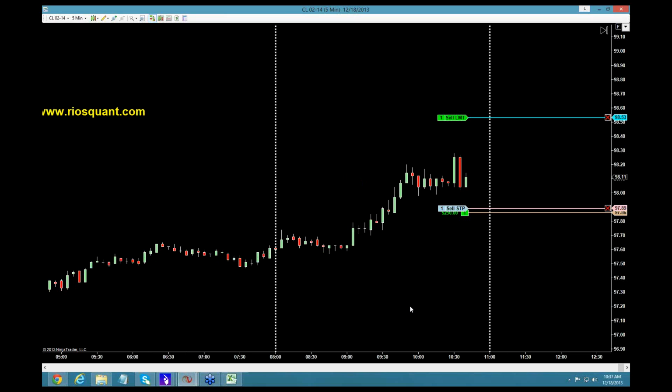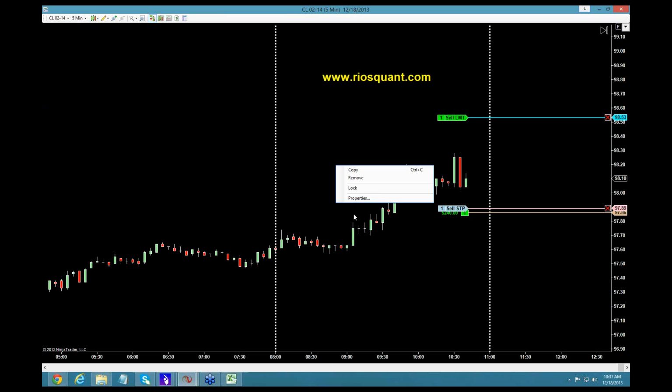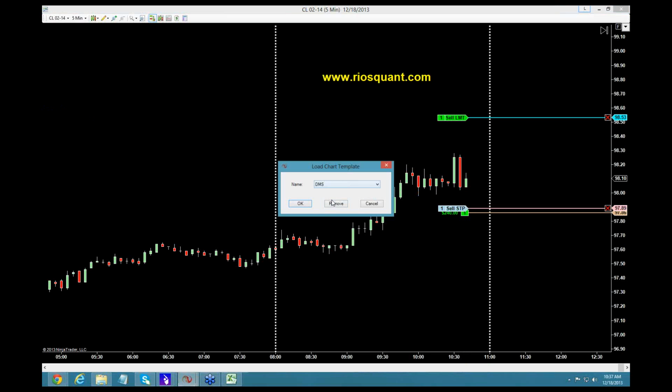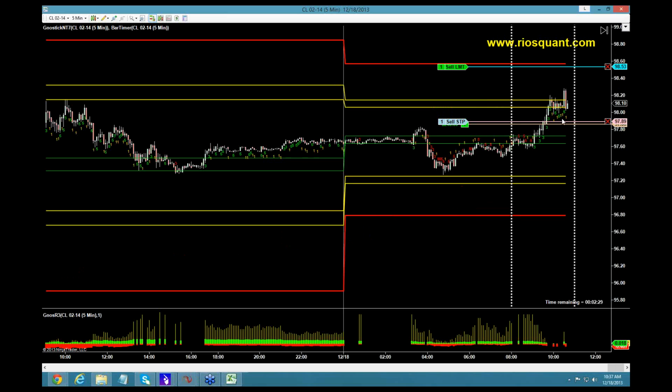So now what we got to do is dress this up and put some lines on the top and bottom of the box, right? Well, I'm going to use what we call the Gnostic Levels, and I'm just going to float in a template that I already have that has these levels already dressed up. And you'll see this in just 2 seconds as they load up. There we go.